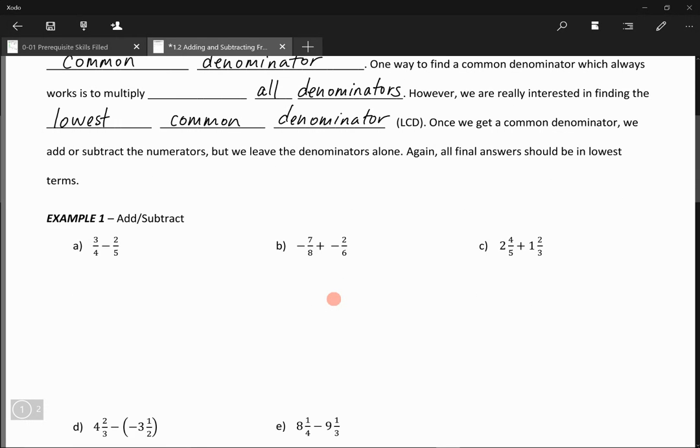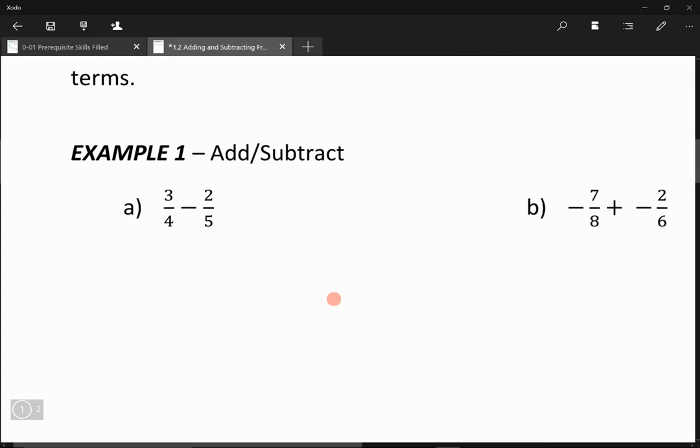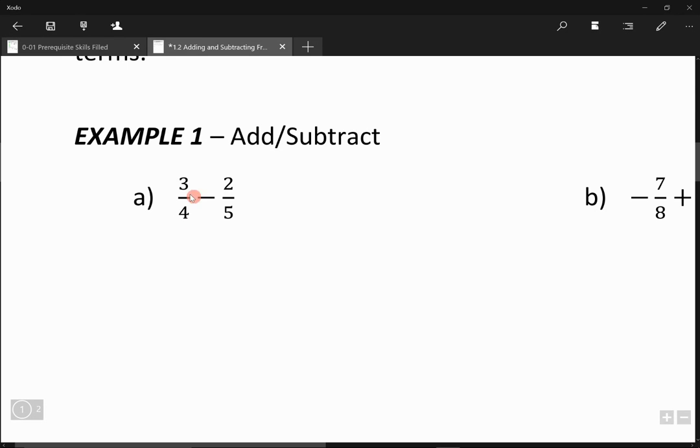So let's look at example number 1: adding and subtracting these two fractions. 3 over 4 minus 2 over 5. Notice 4 and 5 are different denominators, so I have to find the common denominator. Again, the easiest way to do that is to multiply them. 4 times 5 is 20. So here I have 20, and here I'm going to write 20.